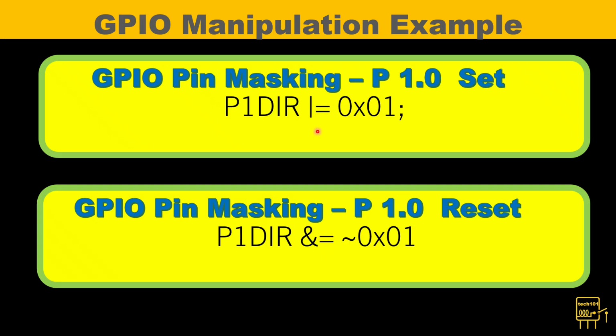This operator effectively allows you to set port 1 pin 0 on without altering the status of any other general purpose input-output GPIO pins. On the other hand, if you need to reset port 1 pin 0, the correct approach involves using the logical bitwise AND operator in conjunction with a negation operator. This combination ensures that port 1 pin 0 is turned off while preserving the states of all other GPIO pins, which remain unaffected by this operation.